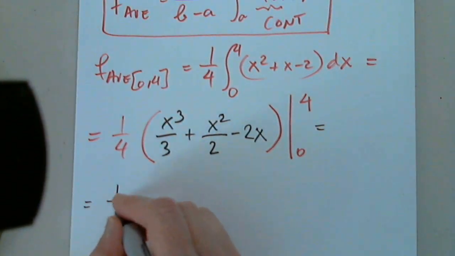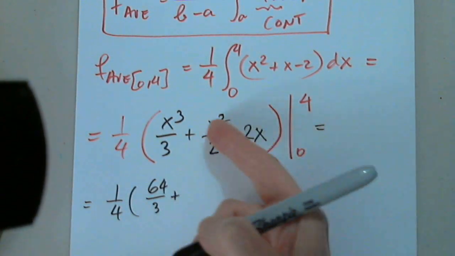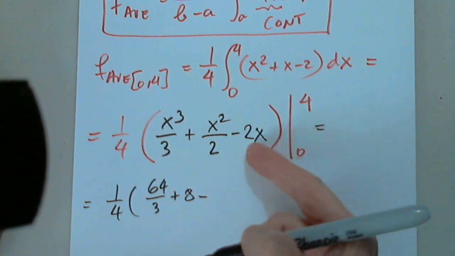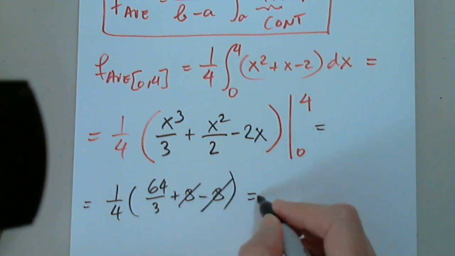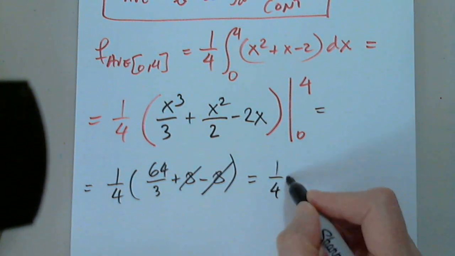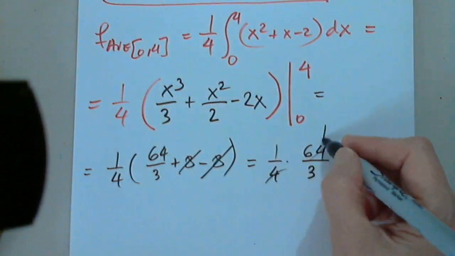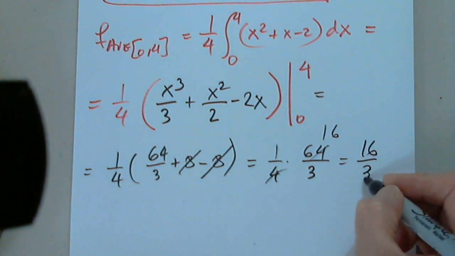So I have 1/4, 4 to the third, 64 over 3, and this is 16 over 2, which is 8, and this is also 8. I like that very much. So then I have 1/4 and 64 over 3 plus 8 minus 8. Let me write it like this. So this is 16. So the answer is 16/3.